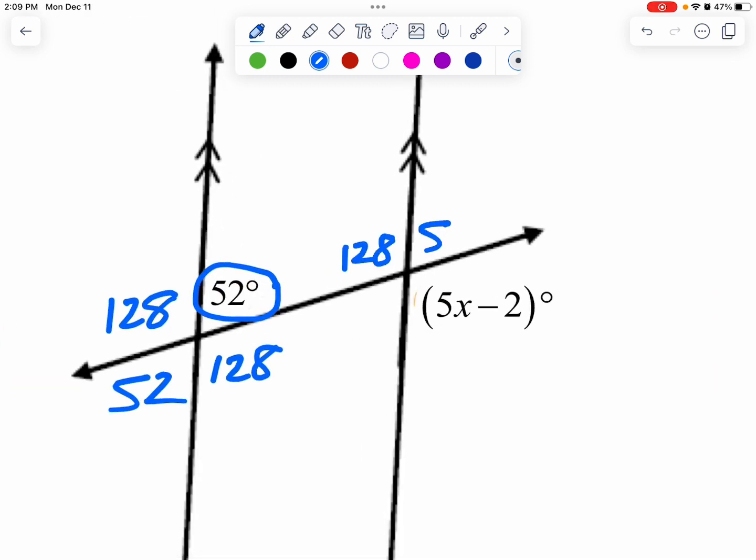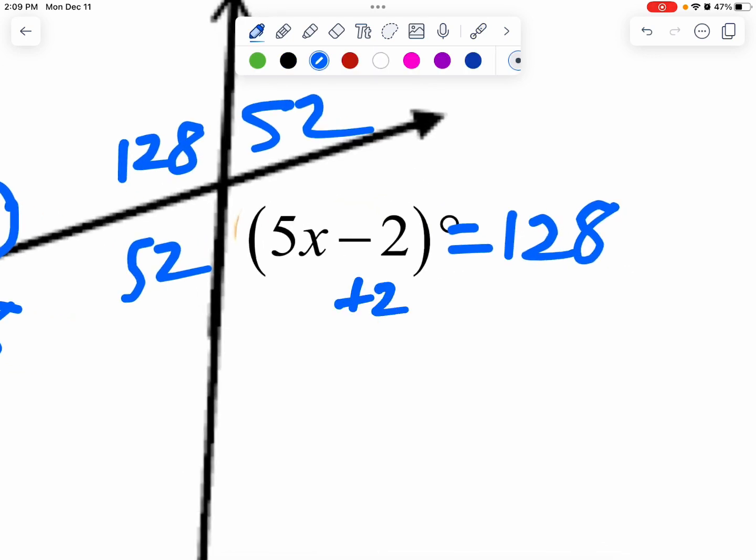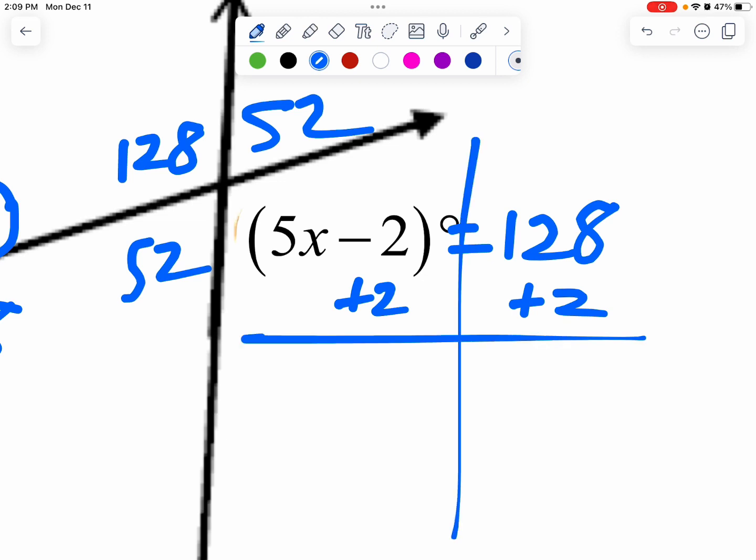This is 128, this is 52, this is 52, and this is, oh wow, I just set an equation all by myself. Knowing that 4 of the angles were 52 and the other 4 are equal to 128, I know that whatever is written right here is supposed to equal 128. So now I just need to solve it. Fill in all the angles whenever you can. That's my advice for you. And now I just need to solve this equation.